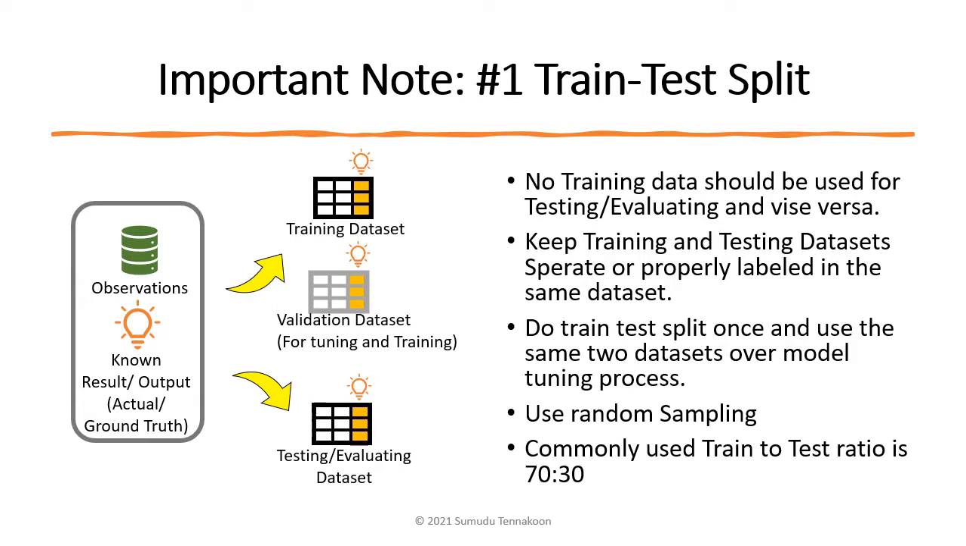A little bit of a problem can occur if you do this split every time you train the model. Therefore, it is very important to keep the training and testing data in separate files, or properly flagged using a new column. And if you get a data set of 1,000 observations, you should not use the first 700 as your training data set and the last 300 as your testing data set.